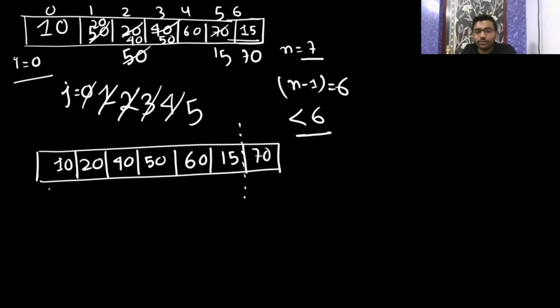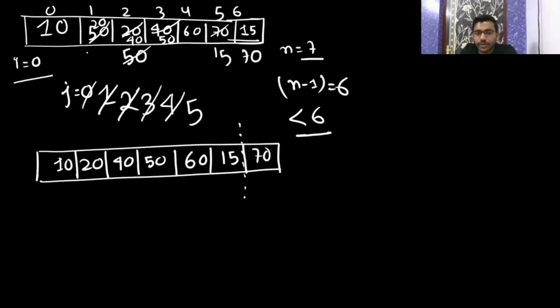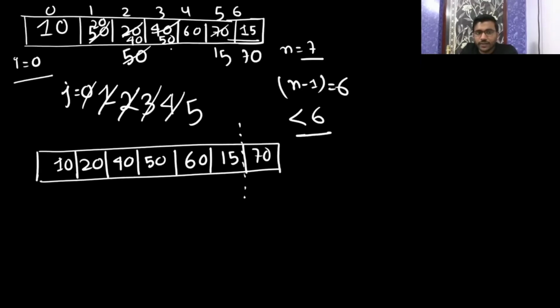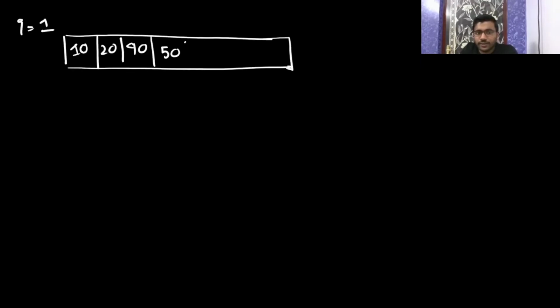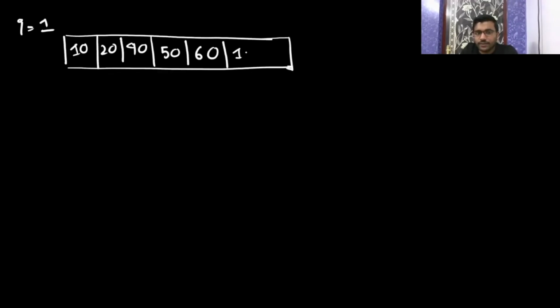Now I will increment i to 1. So this is the array you got after this, and 1 is smaller than n? Yes, n is your 7. It is smaller. So after this you are going to get 10, 20, 40, 50, 60, 15, and 70.